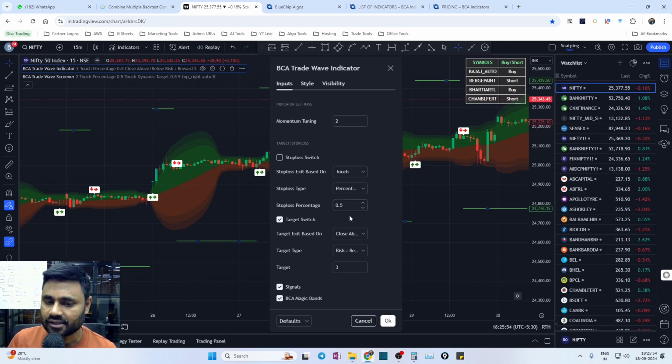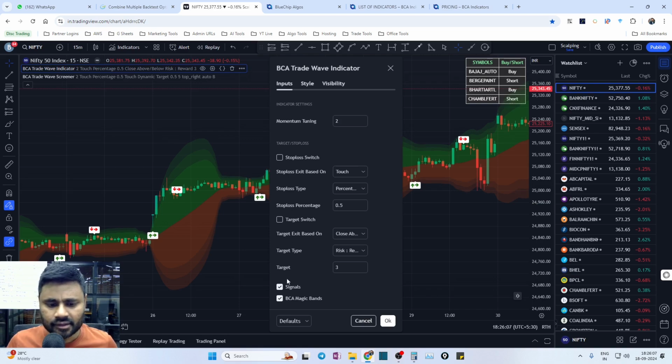Okay, so you can select anything. You can select dynamic stop loss or percentage. The target will be 3 times of what you have as a stop loss. Okay, and simply if you don't want anything, just uncheck everything. And then we have signals and BCA magic band. Very simple. If you uncheck signals, you don't have the signals, because there are some people who trade only with magic bands, and if you don't want magic bands and only want signals also, you can just check mark the signals thing. But I think magic bands will give you some idea where the market is heading towards, and where you probably get the reversal signal.